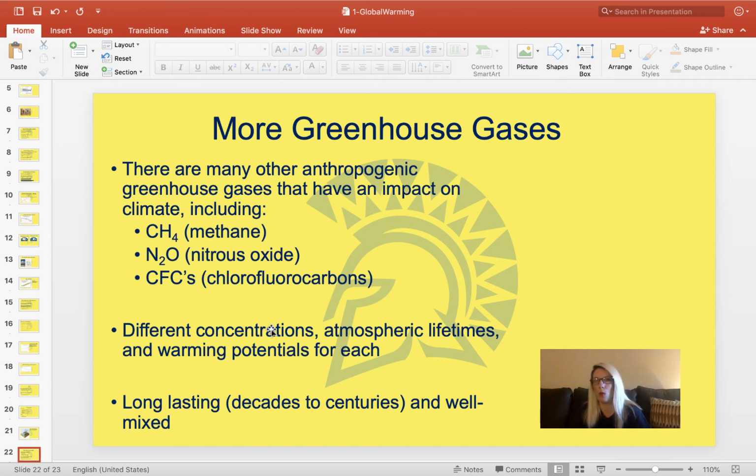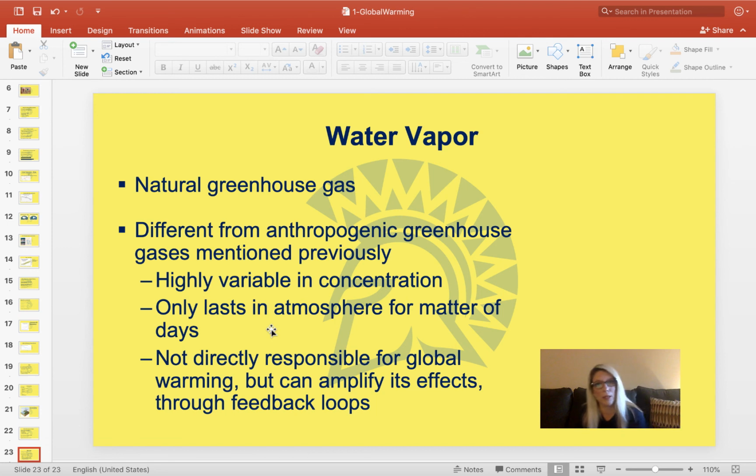But CO2 is not the only greenhouse gas. There are many other anthropogenic ones. They have an impact on our climate. We have methane, nitrous oxide, and CFCs, which are the chlorofluorocarbons. They have different concentrations, atmospheric lifetimes, and warming potentials for each one of them. They just don't have as much of an impact on climate change as carbon dioxide does.